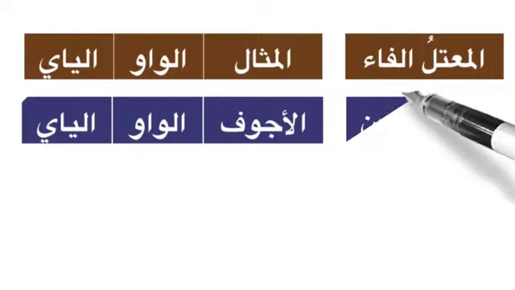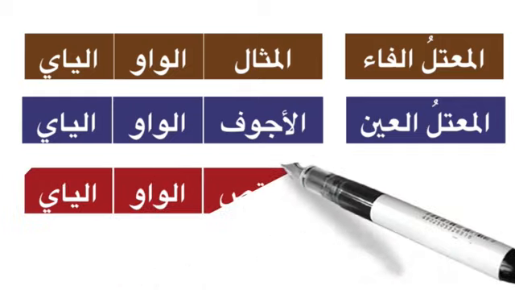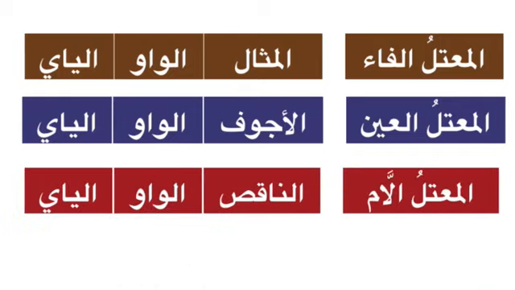And if it is in the ayn kalima, al mu'tal al ayn, it's called ajwaf, it's hollow, and again it could be al wawi or al ya'i depending which letter is hidden. And finally the lam kalima is mu'tal lami, it's called al naqis in the construction, and it could be al wawi again if it is waw, and al ya'i if it has ya.